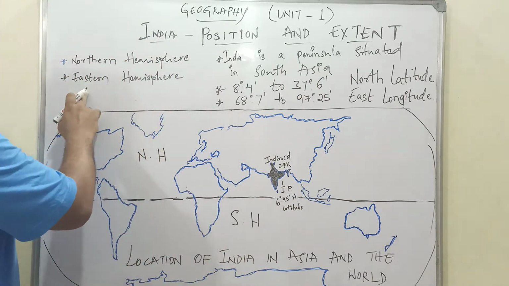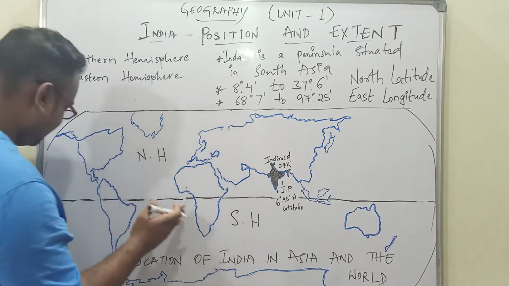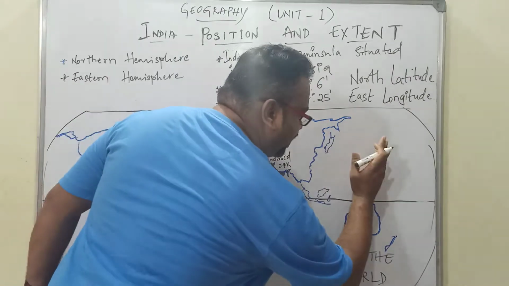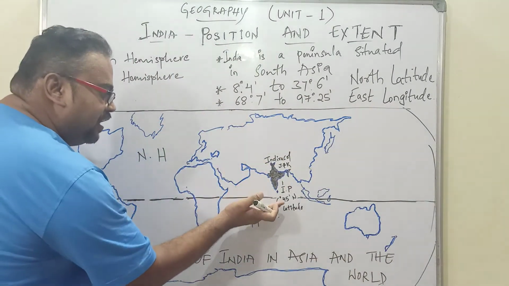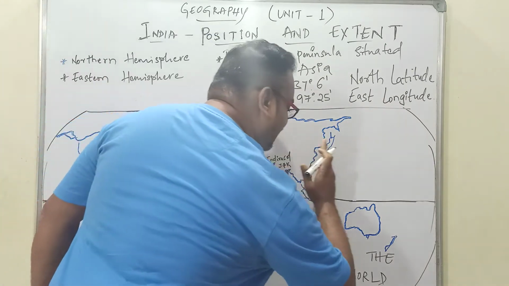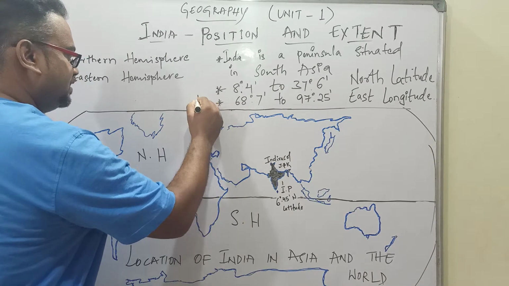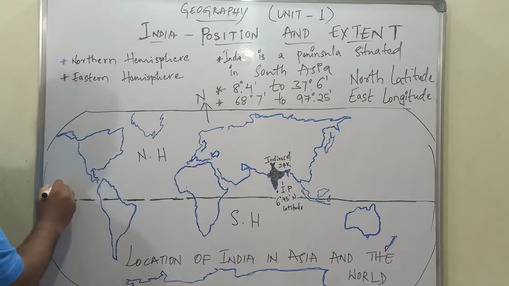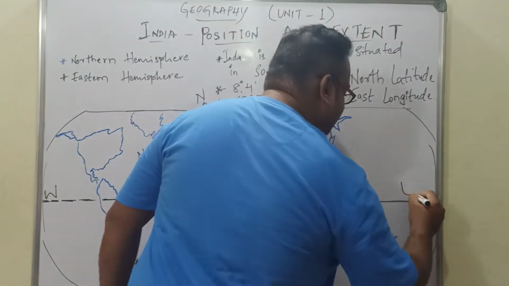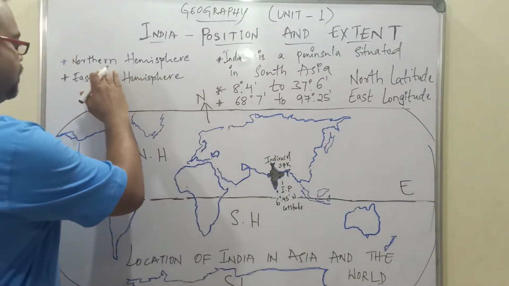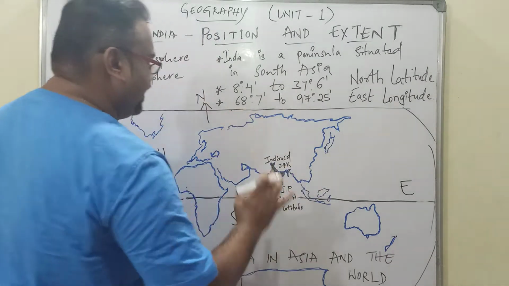Next we will see the eastern hemisphere. This is northern, this is southern, this is the western hemisphere, and this towards the right side is the eastern hemisphere. So India lies in the northern hemisphere as well as the eastern hemisphere. The line can be divided into north, west, south, and east. Northern hemisphere, eastern hemisphere, that is towards the east, so it is located there.